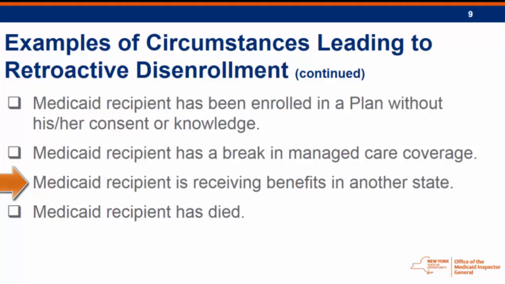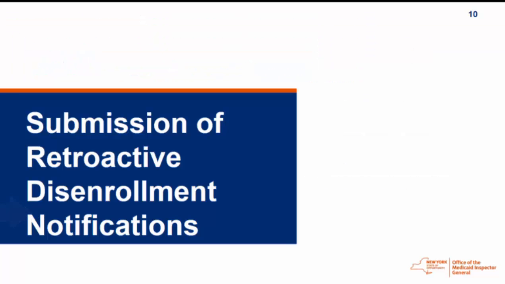The federal government provides data to all the states identifying individuals who are receiving benefits in another state. The report is entitled the PARIS Match. PARIS stands for the Public Assistance Reporting Information System. Another example, if a Medicaid recipient has died.